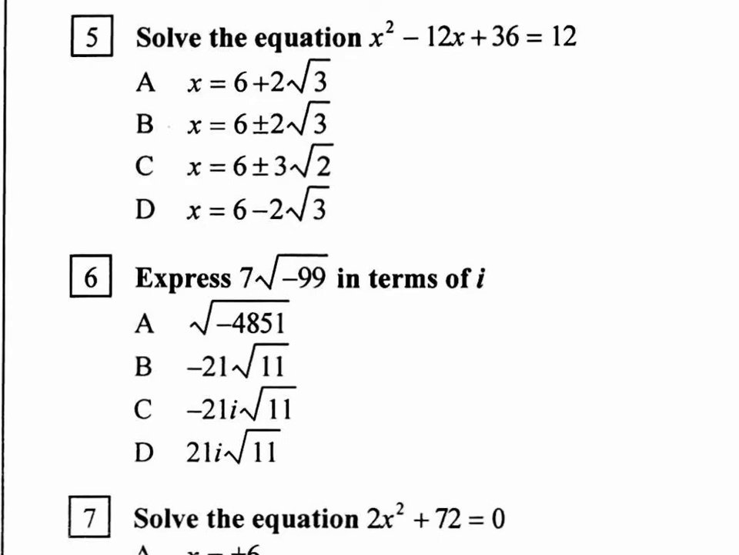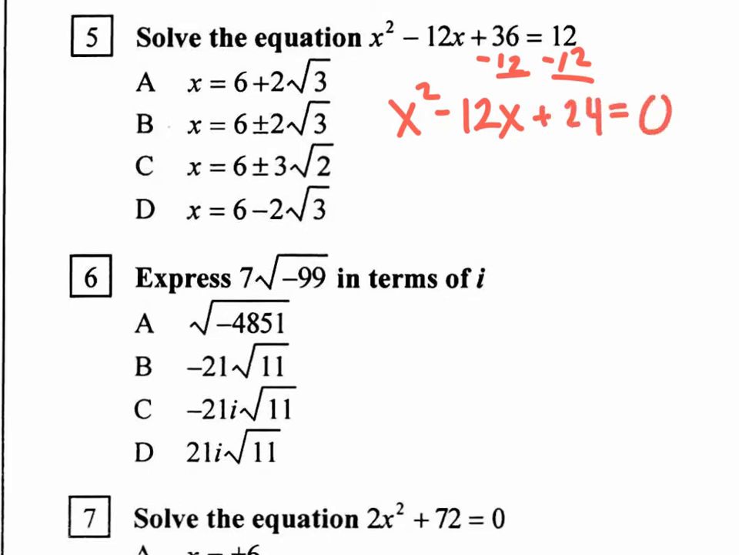So on number 5 here, they're asking us to solve the equation. Again, you could solve any quadratic equation using the quadratic formula, but it has to be set equal to 0. So the first thing to do would be to subtract 12 and subtract 12. You'll have x squared minus 12x plus 24 equals 0.